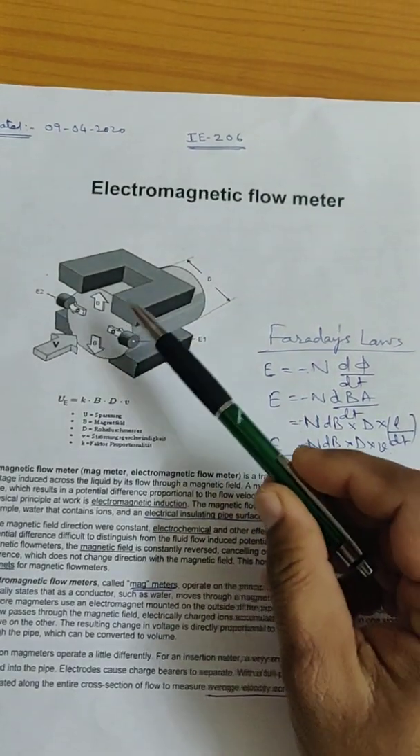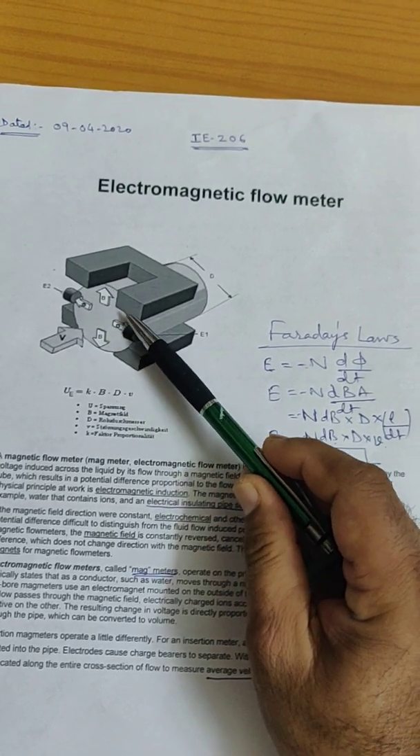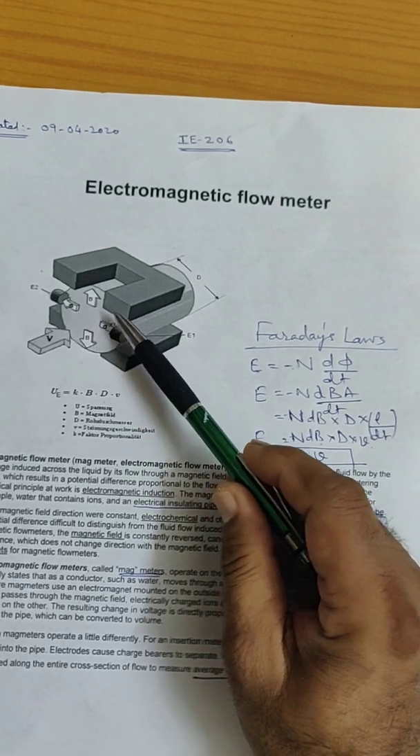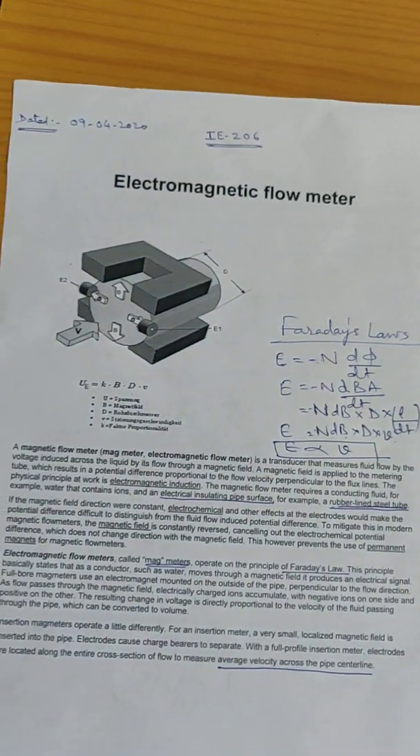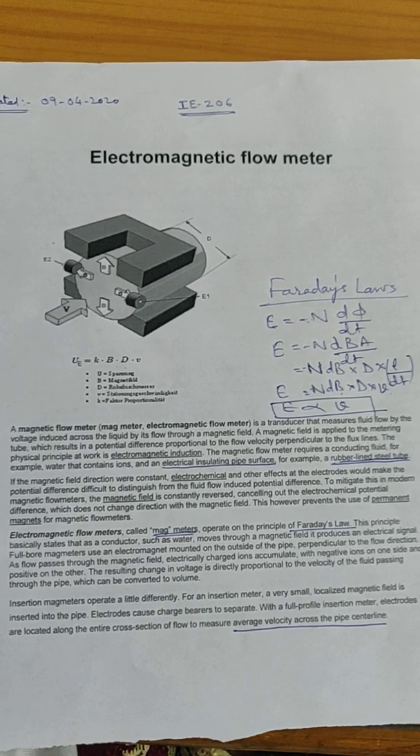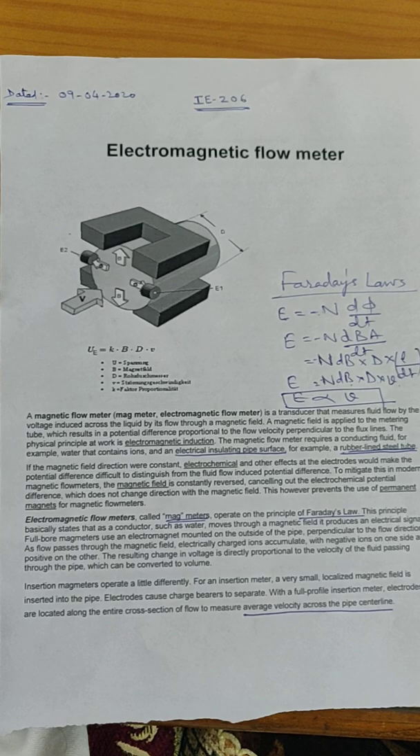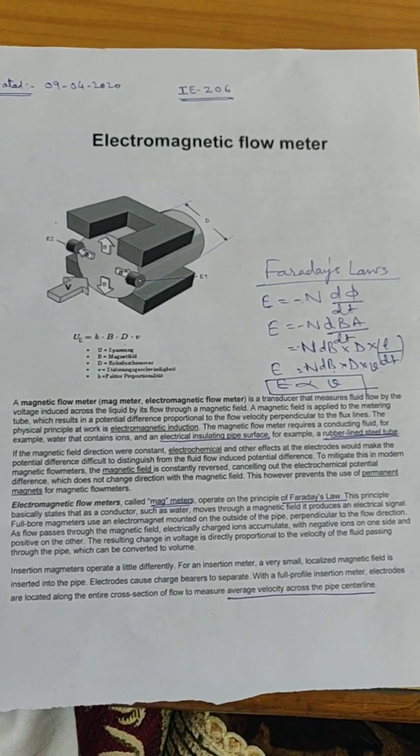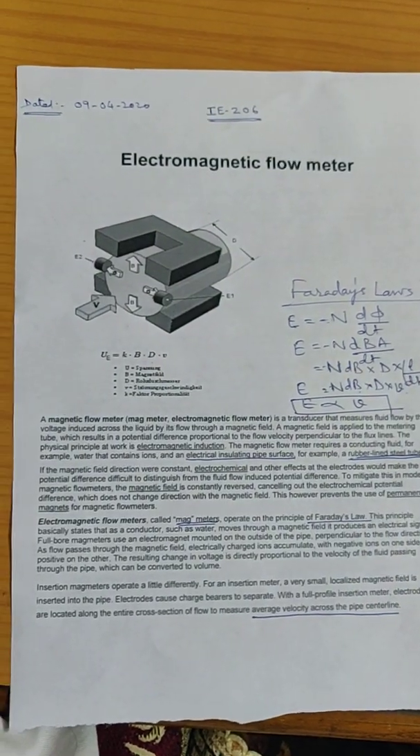So in this electromagnetic flow meter, the flow of the fluid works as a conductor, and sometimes an ionization effect is generated because of the permanent magnet used across the pipes. To avoid this ionization effect, we use an electromagnet, and the polarity of the magnet is continuously changing.